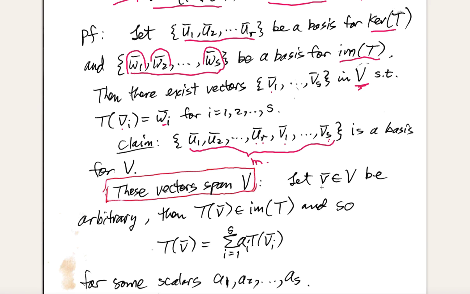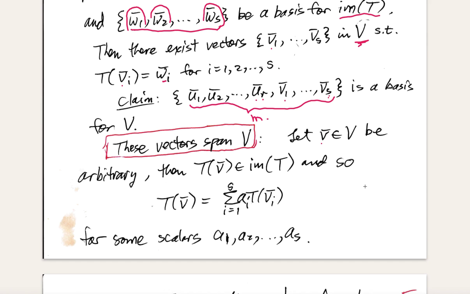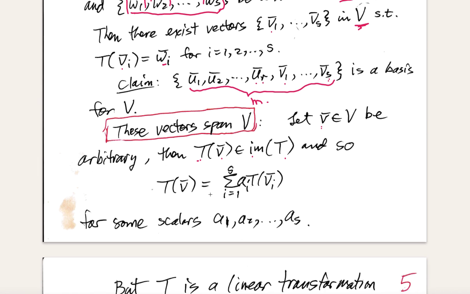Now I'm going to let V bar be an arbitrary element of cap V. So just grab any old one you want. I'm going to show that I can actually get that as a linear combination of these guys. Now here, let's do the following. T of V bar is certainly in the image of T, right? Now T of V bar is actually the following.